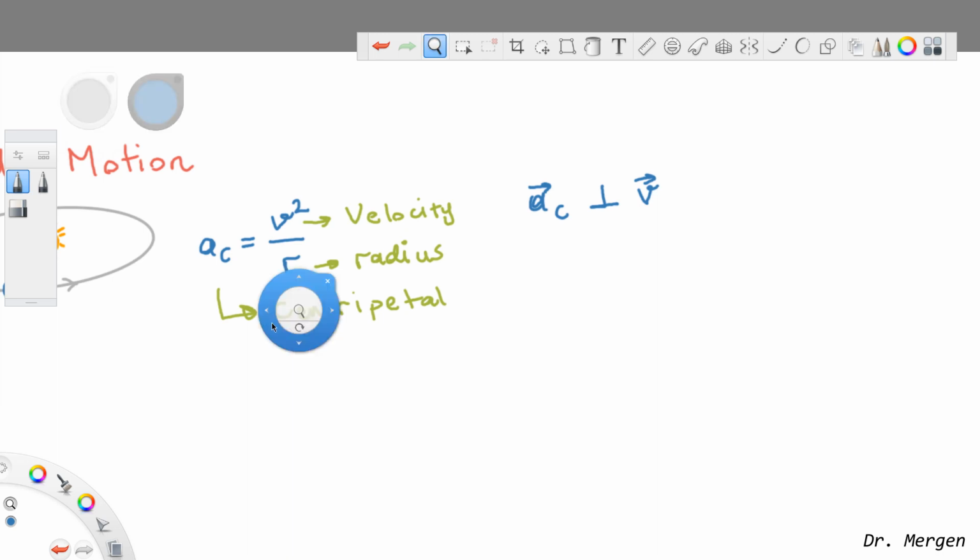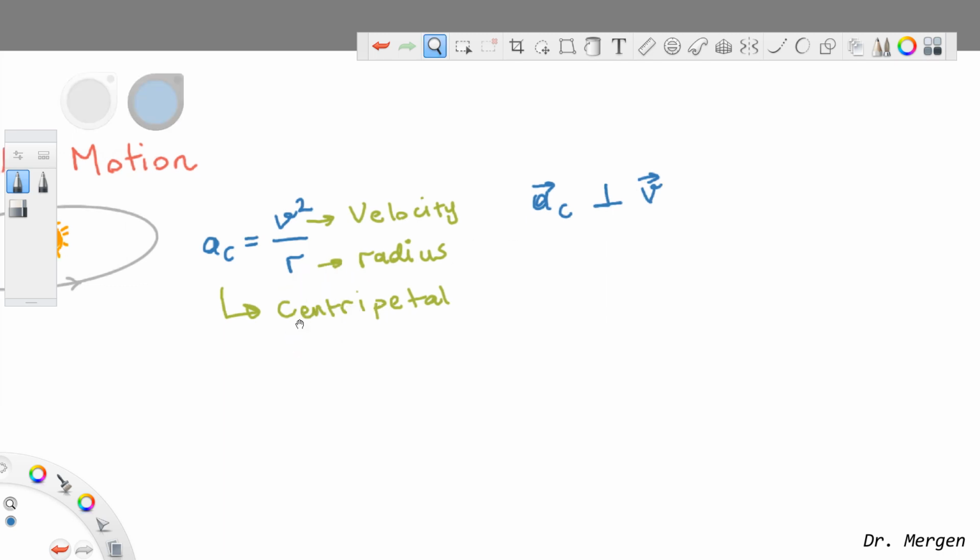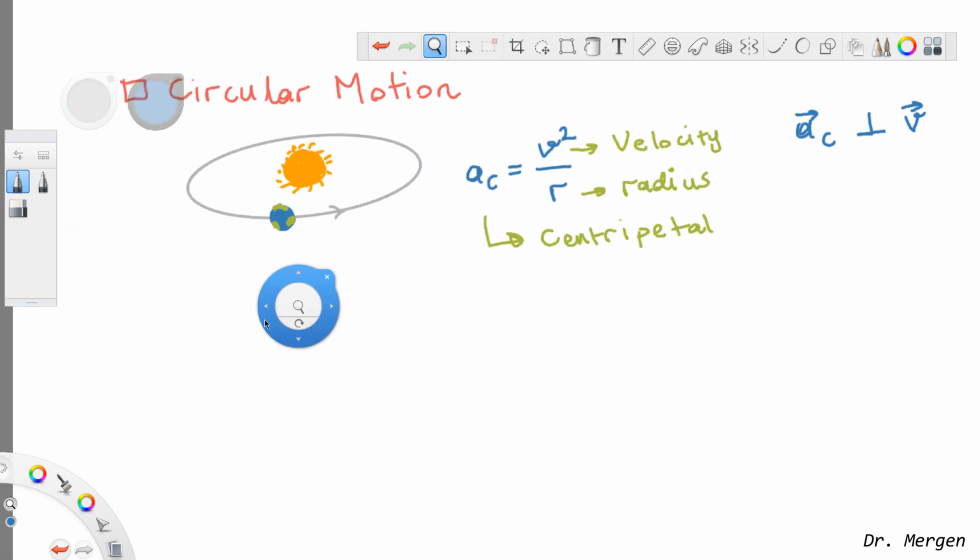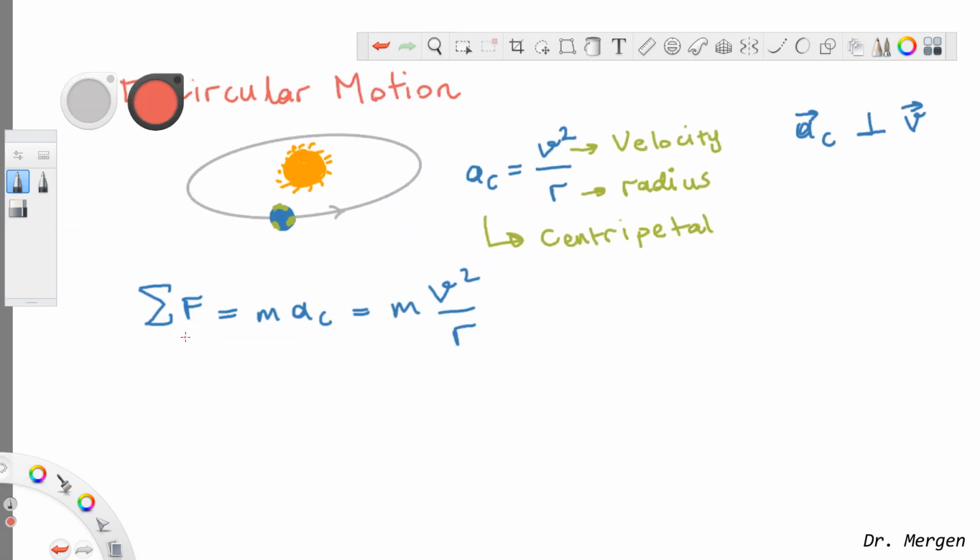Now let's apply Newton's second law of motion to our circular motion. The force causing the centripetal acceleration acts toward the center of the circular path. This is the force that keeps the object in its circular trajectory. If this force vanishes, the object no longer goes in a circular path.